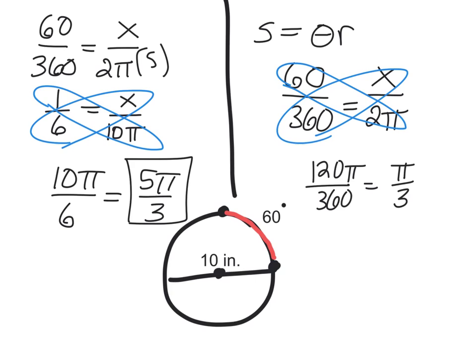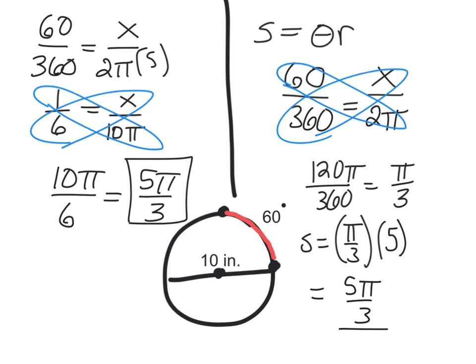Let's substitute that into our formula. So our arc length will equal pi over 3 times the length of our radius, which is 5. And that's going to give us 5 pi over 3. Same answer. So radians give us another way to talk about arc length. We can use proportions, or we can use the definition of a radian. Both will give you the same result.